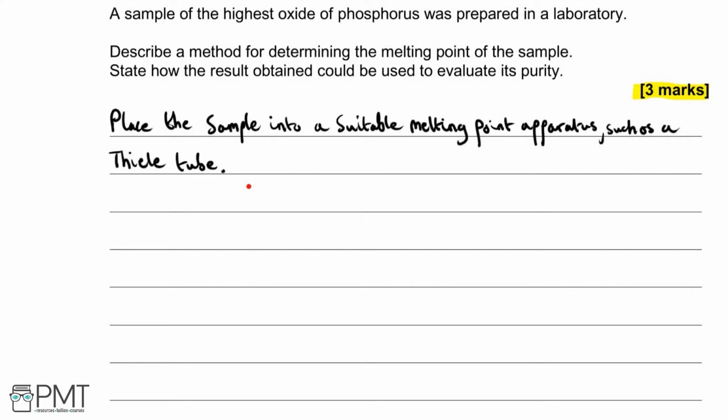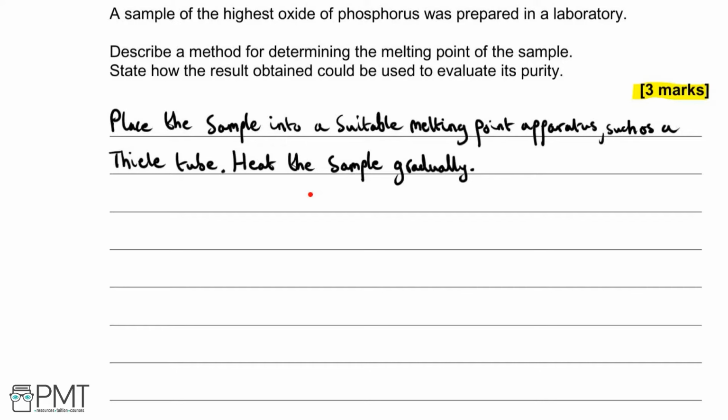What we do then, once it's in there, is heat the sample gradually. We need to heat it gradually rather than very intensely and heating it to a very high temperature very quickly, because we need to be able to determine its melting point accurately. So we need to heat it up slowly so that we can see the range over which it melts. So that gives us a method to actually determine the melting point.